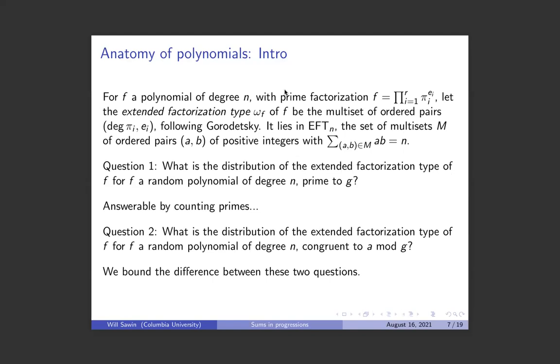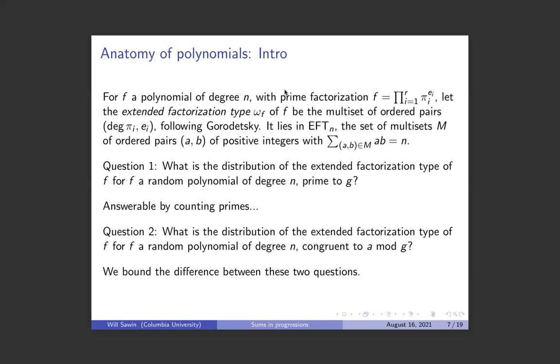But there are many different kinds of factorizations of polynomials we could look at, in terms of what the degrees of their factors are. And then we can ask, do all these factorizations have pretty much the same frequency in the progression as they do overall? That's the question I'm going to give a partial answer to.